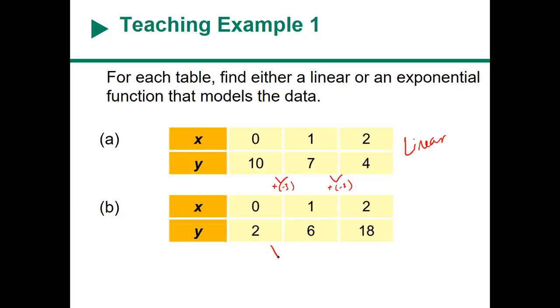How did I get from 2 to 6? I multiply by 3. How did I get from 6 to 18? I multiply by 3. Because I consistently multiplied by the same number, this represents an exponential model. Do we see the difference in the tables? See the words come to life?